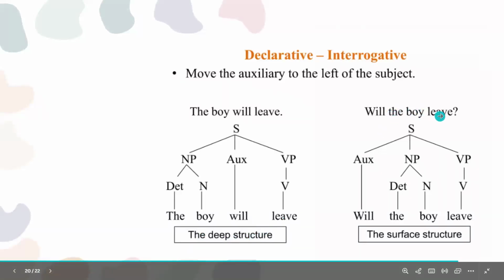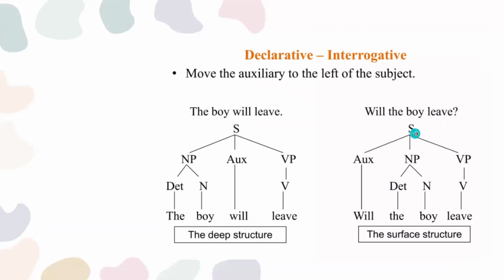Will the boy leave? So here also the sentence is going to be divided into noun phrase, verb phrase, and this auxiliary will come first. So will is auxiliary, noun phrase, determiner and the noun, the boy, and verb phrase, we have the verb leave. Isn't it very easy, interesting?